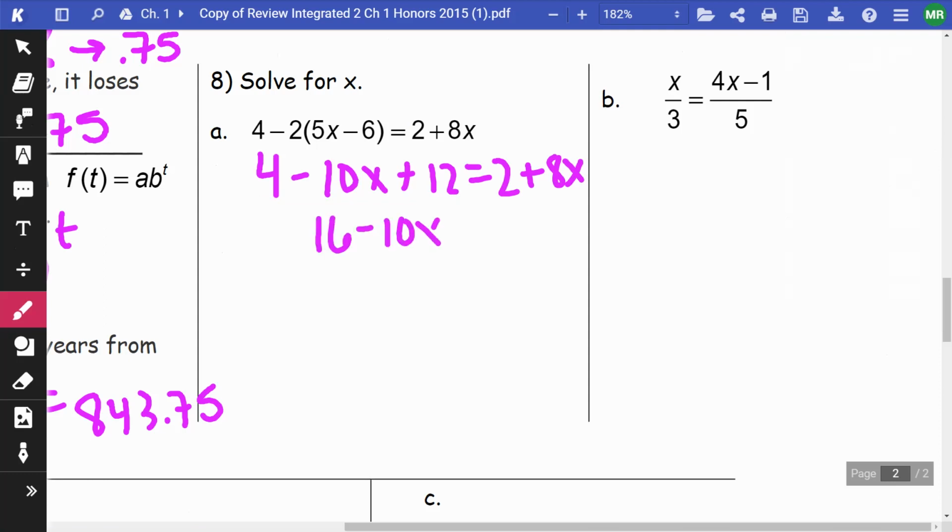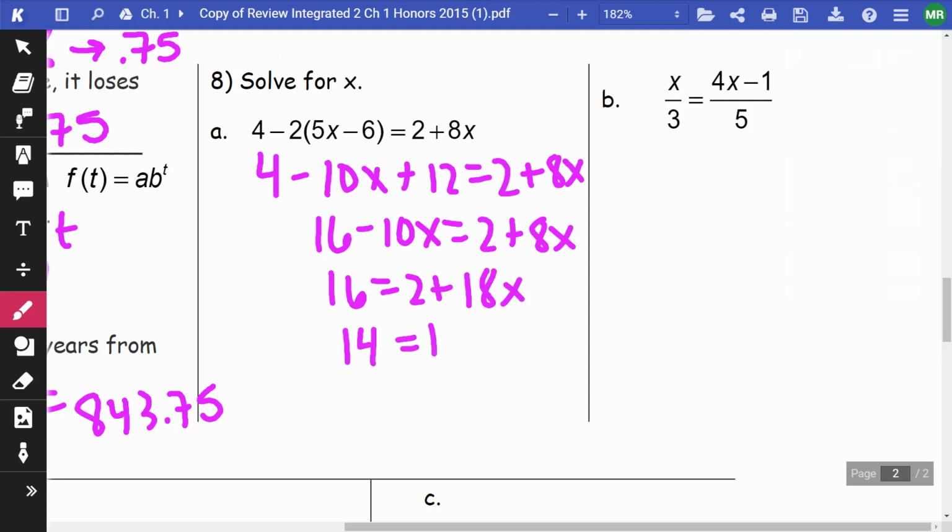16 minus 10x is equal to 2 plus 8x. I'm going to add 10x to both sides. So that's going to give me 18x. I'm going to minus 2, which is going to give me 14. I get 14 is equal to 18x. I'm going to divide both sides by 18. And so when I reduce by 2, I get 7/9 as my answer.